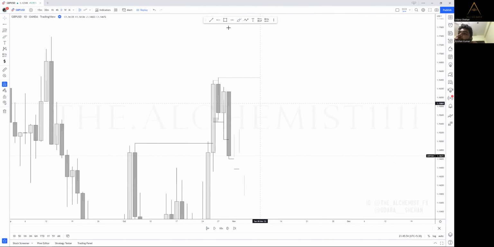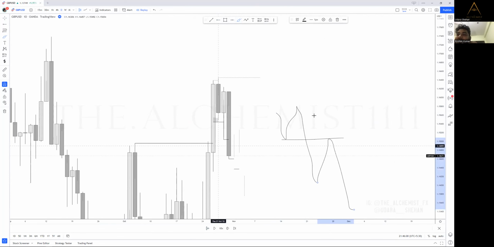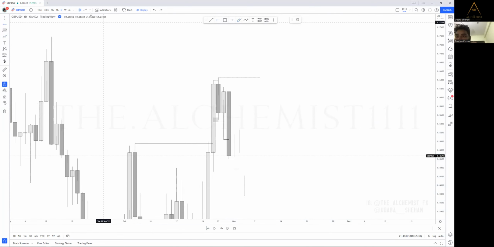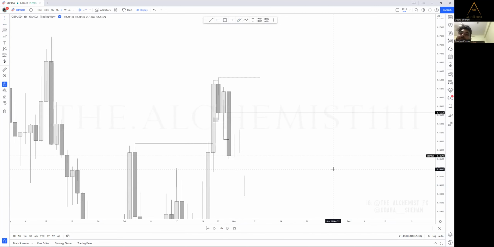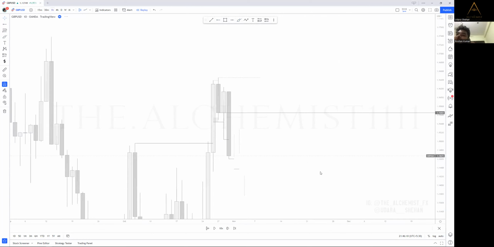What do we have? Once this breaks, what will it act as? Resistance. Right? Resistance. So now use a line chart. A support is broken. What will it do? It will act as a resistance. Resistance. Draw a line. Go to lower time frame.